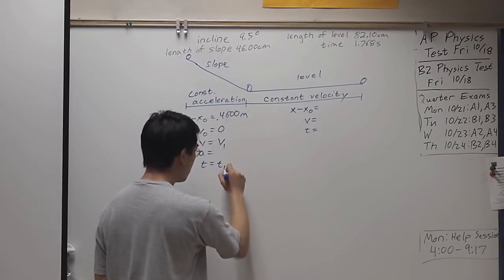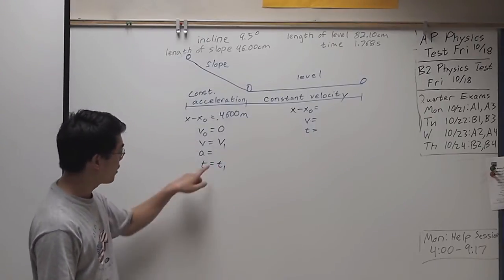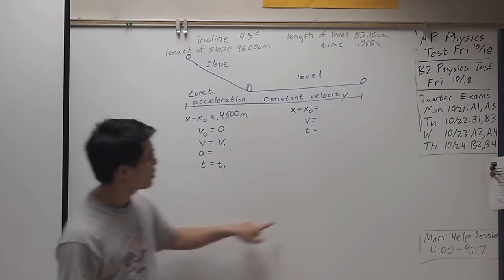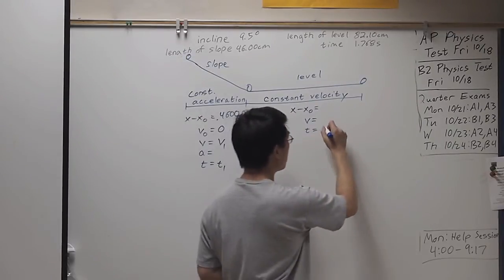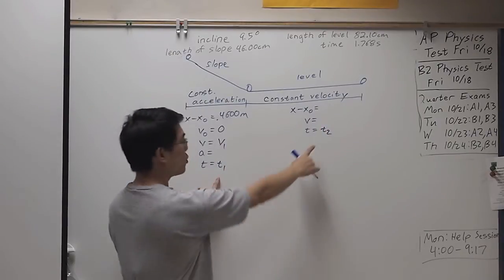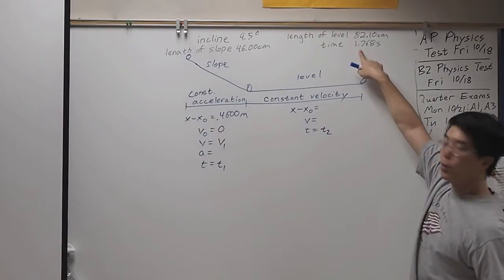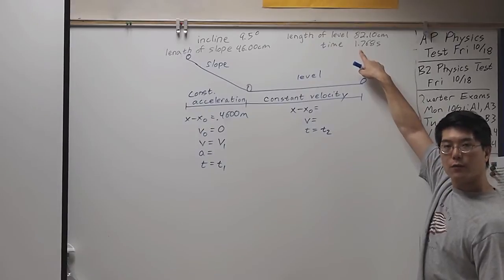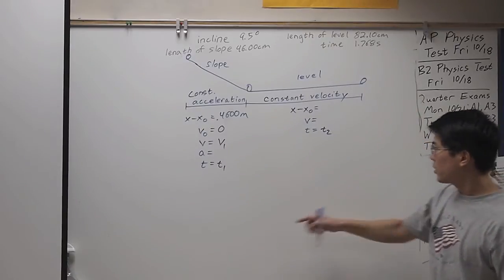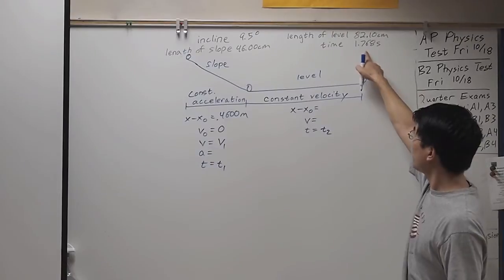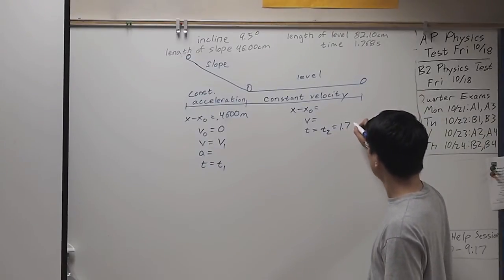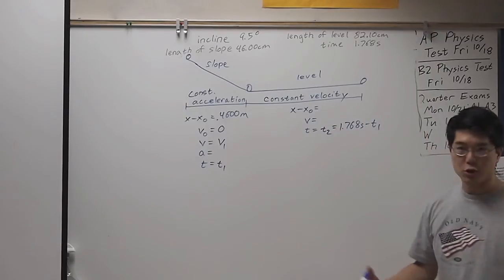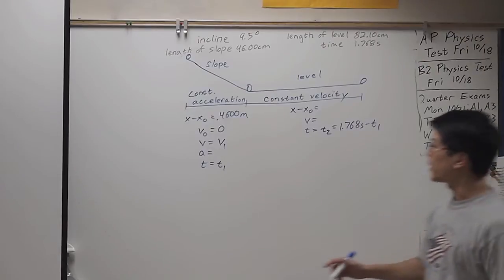Time, we don't know what that is, but we do know that the time required to do this motion, we'll call this T1, and the time required to do this motion, we'll call this T2, add up to the total time measured by the photo gate. In other words, T1 plus T2 is 1.768 seconds, which means that T2 is 1.768 seconds minus T1. Just do a little bit of algebra in your head, you can figure that out.